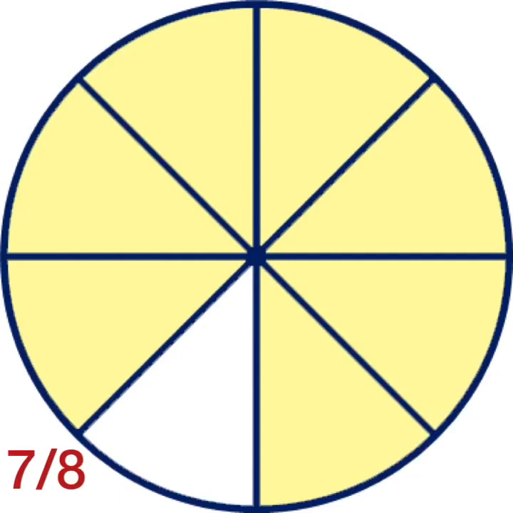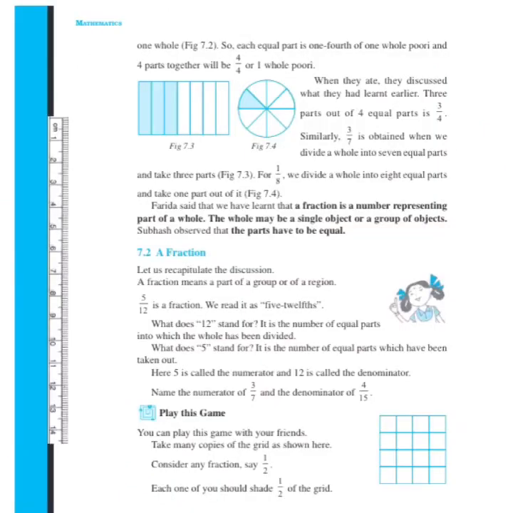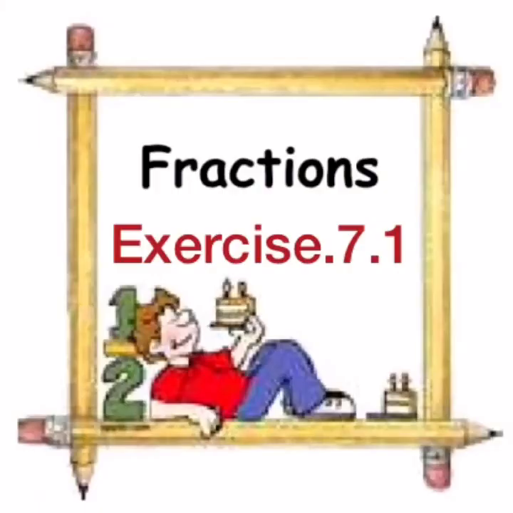Children, now take out page number 134 and see the definition of fraction which is given in highlighted letters. A fraction is a number representing part of a whole. The whole may be a single object or a group of objects. The parts have to be equal. Children, let's start exercise 7.1 to know more about fractions.